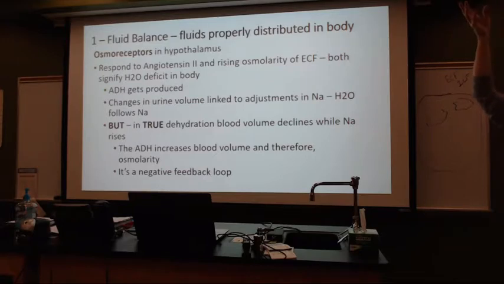Because here's one of the things that'll happen. The lungs and the kidneys will work to balance pH, okay? And that, of course, comes down to having to affect other parts of the body, including fluid. So it'll respond to angiotensin II, and then any rise of osmolarity in the extracellular fluid.